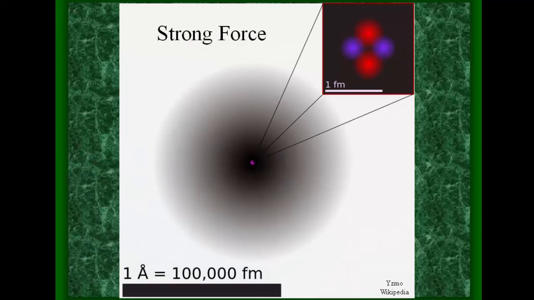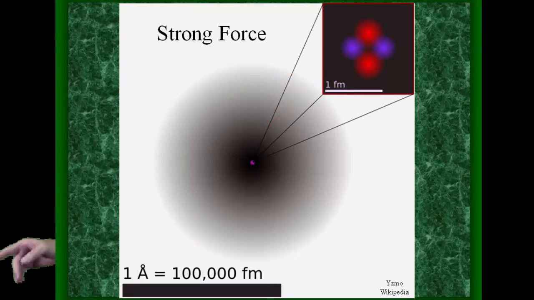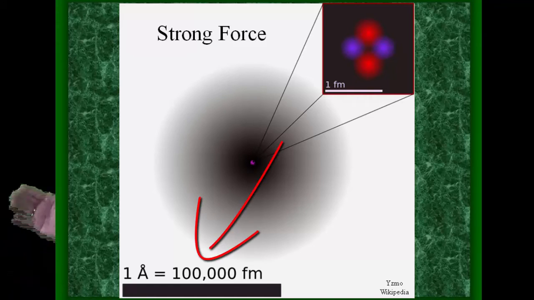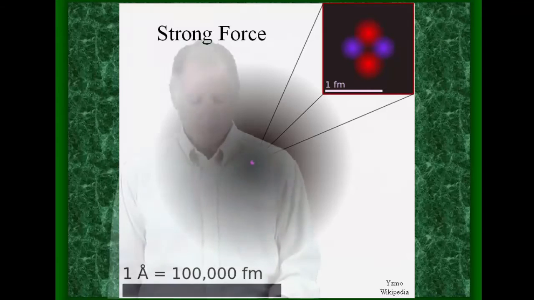Now, the first force is the strong force, and as you can see here, it's the force that acts on the nucleus. This is a picture of the nucleus with the neutrons and protons in them. And this is 1 femtometer in length here. So we're talking about very small sizes. 1 angstrom is equal to 100,000 femtometers. And of course 10 angstroms is equal to 1 nanometer, and there are 1 times 10 to the 9th nanometers in a meter. So we're talking about something rather small.